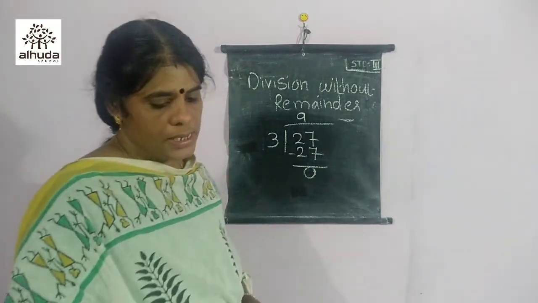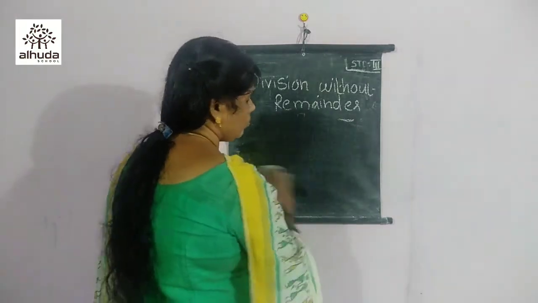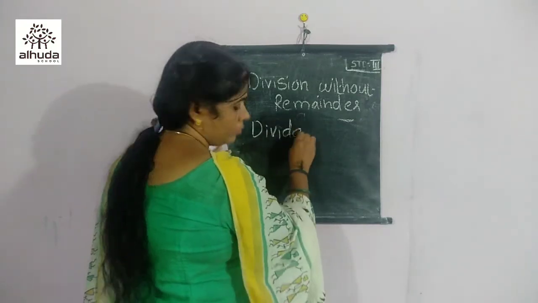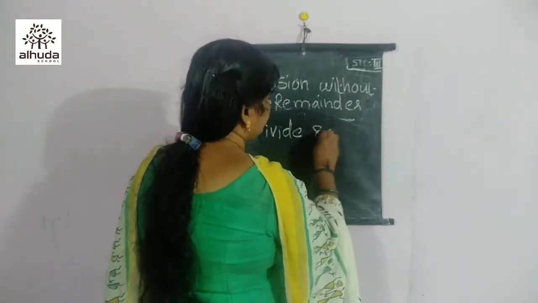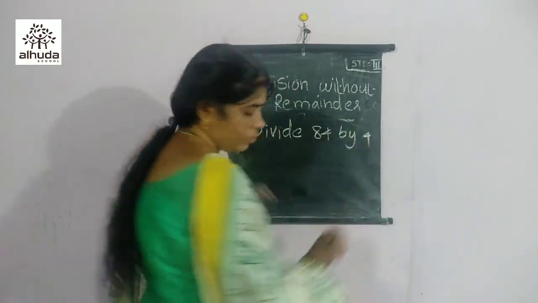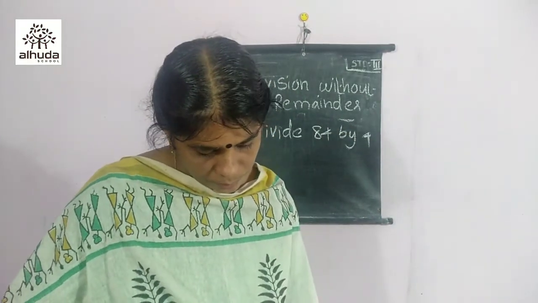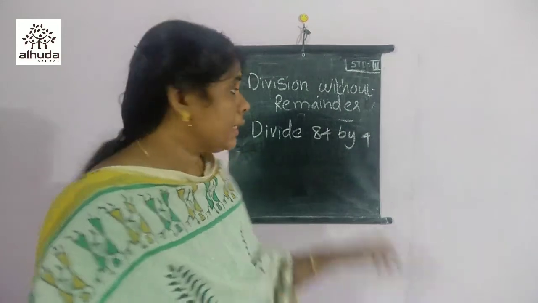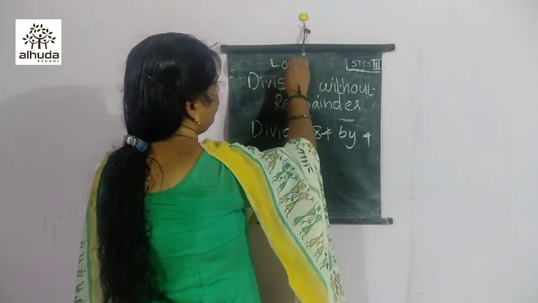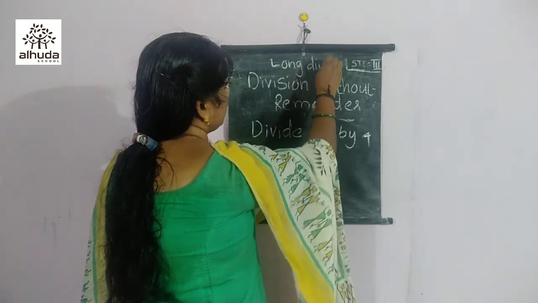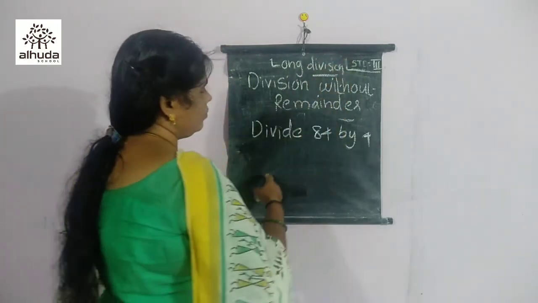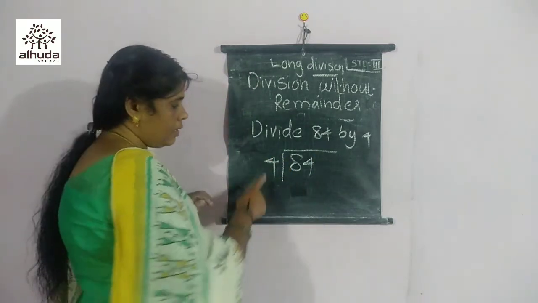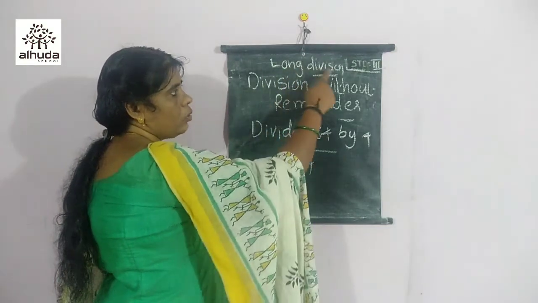Then one number came, that is 84. 84 divided by 4. So this method is called the long division method. So 84 we are writing here, 4 on the left. Divisor here, dividend is here. This type of division is called long division.